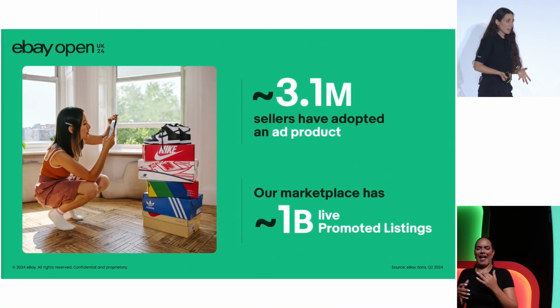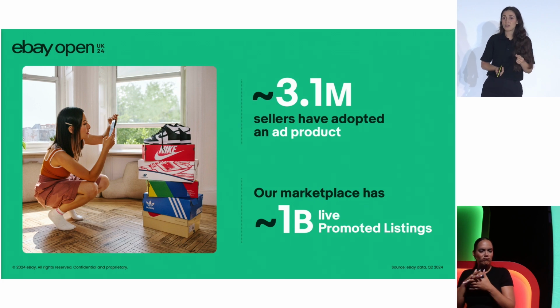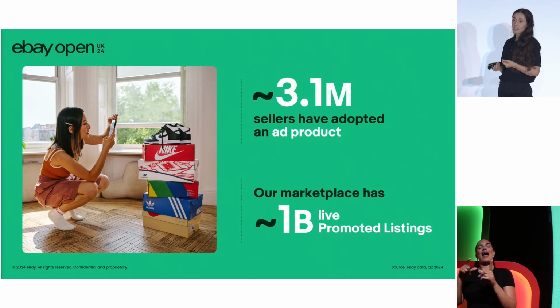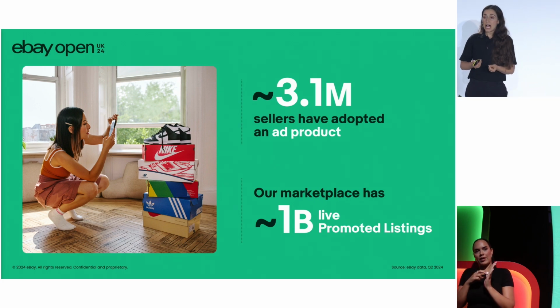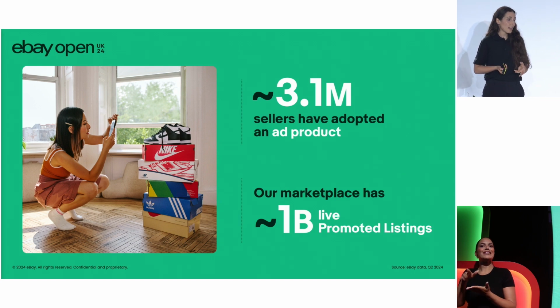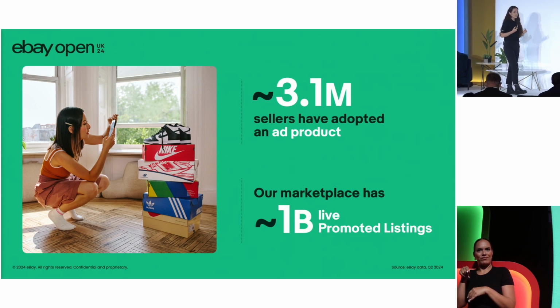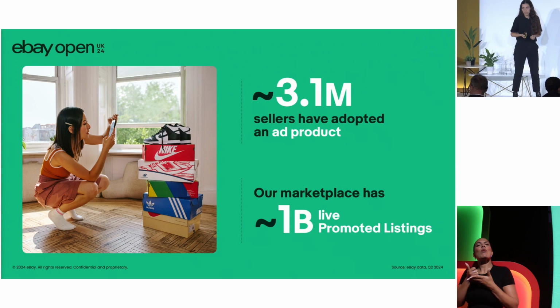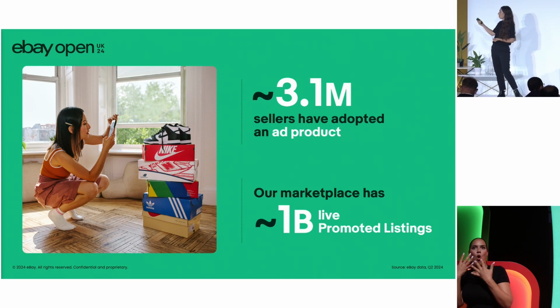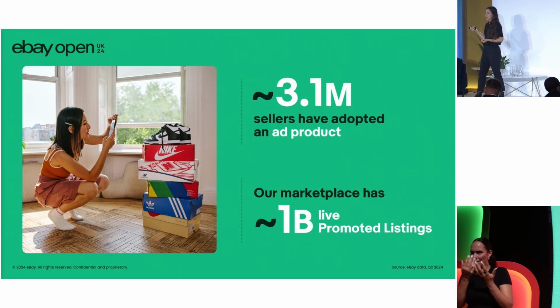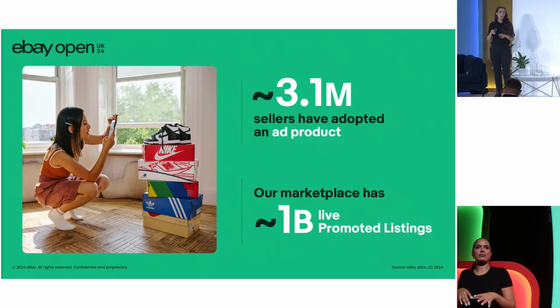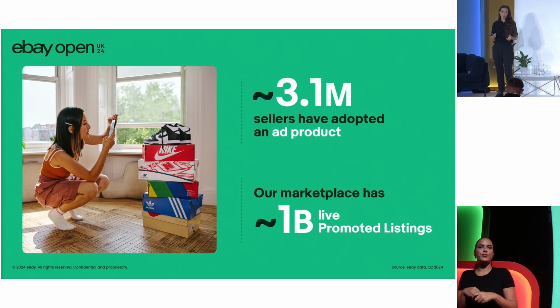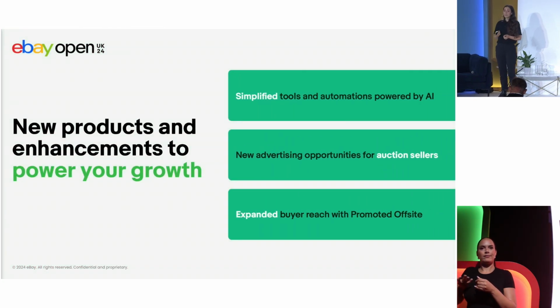So let's get started. First of all, what do I mean when I say advertising? By advertising, I'm referring to specifically ad products that you can set live from within your seller hub. For example, promoted listings. And these are designed to help sellers get additional views and clicks on their inventory. And as you can see, many sellers today are already utilizing ad formats like promoted listings as part of their broader eBay business strategy.